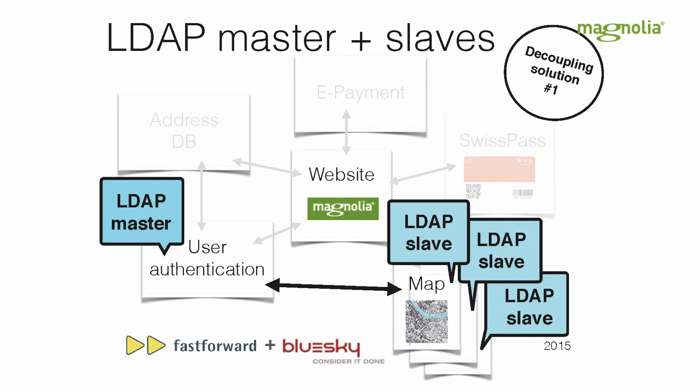Decoupling solution number 2 is that we were able to convince our client to move the master database to Magnolia and then use the original database essentially as a slave.